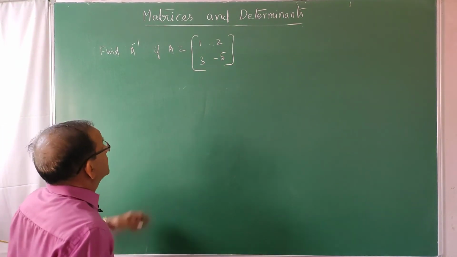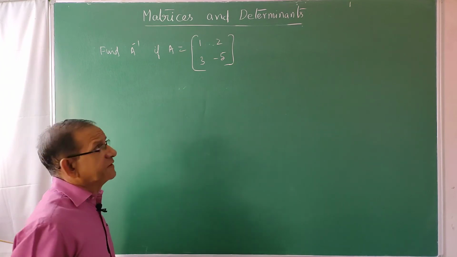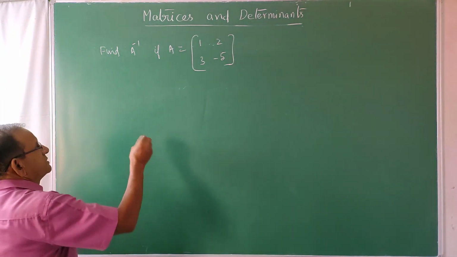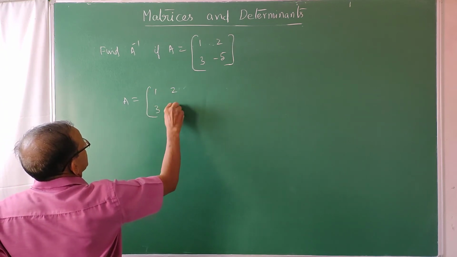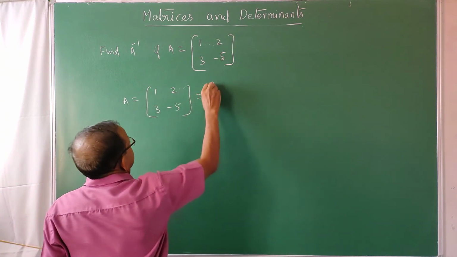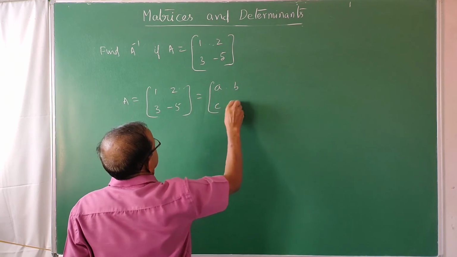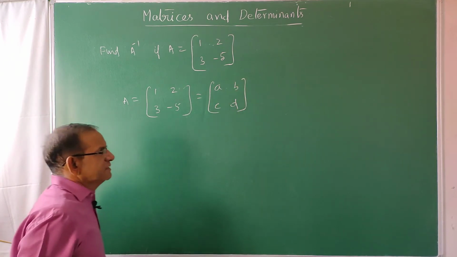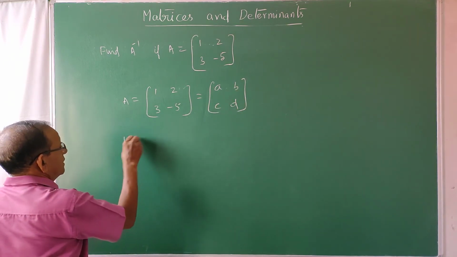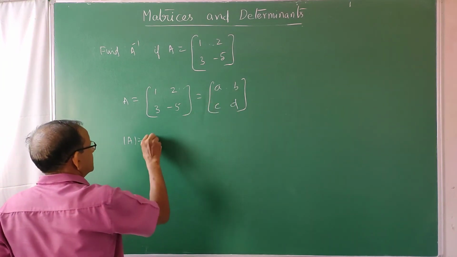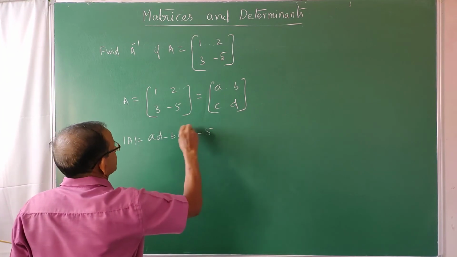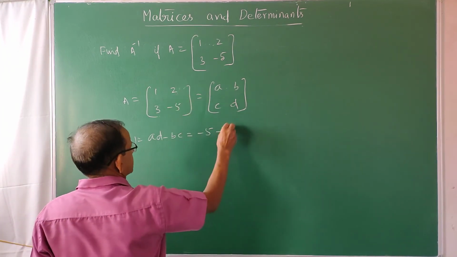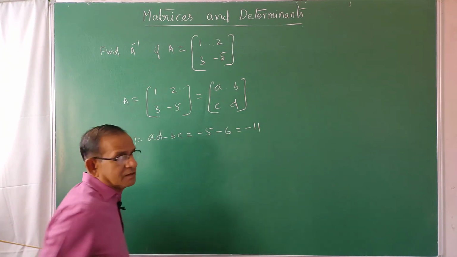Here A is given as 1, 2, 3, minus 5. We have to find out A inverse. First you take A is equal to 1, 2, 3, minus 5. You can take it as a, b, c, d. What is the determinant? ad minus bc equal to 1 into minus 5 minus 3 into 2, 6. So it is minus 11, the determinant.